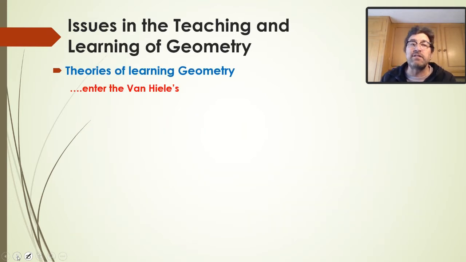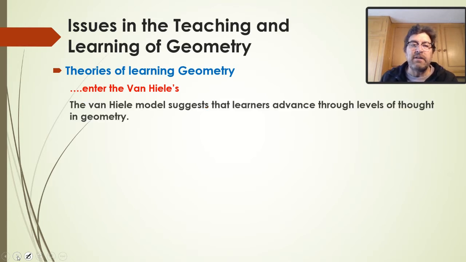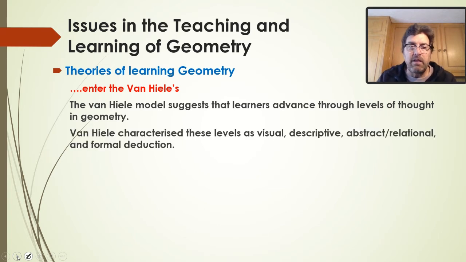Well, then enter the Van Hiers. Pierre and his wife both studied under the same supervisor, Hans Freudenthal, and their key study was performed in 1950. The Van Hiele model suggests that learners advance through levels of thought in geometry. The Van Hieles characterize these levels as visual, descriptive, abstract, relational, and formal deduction.